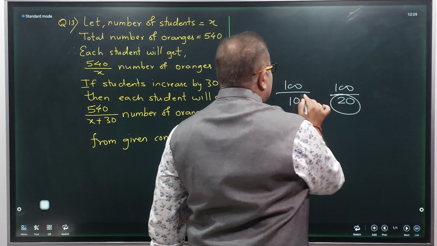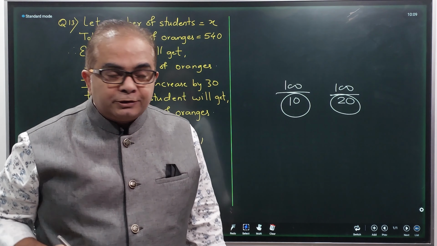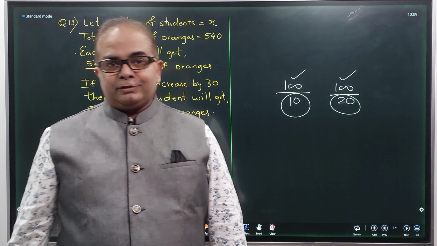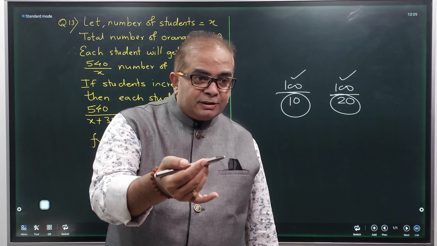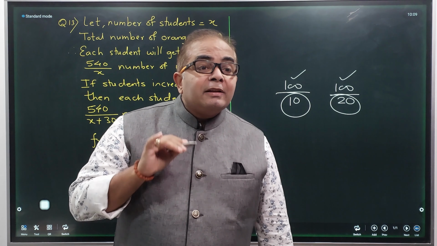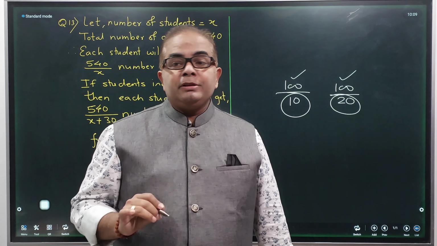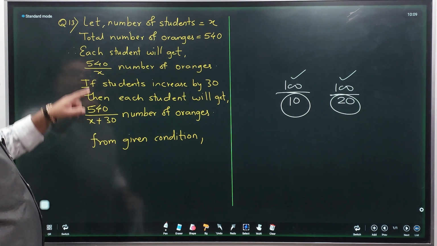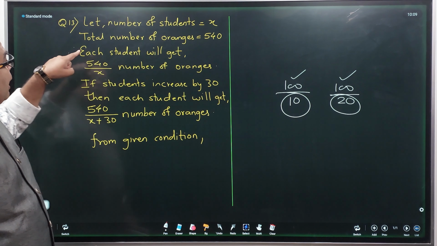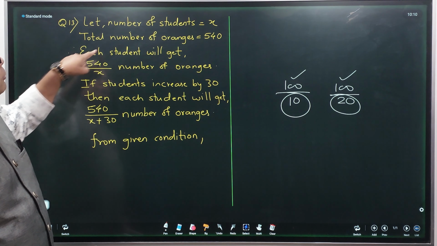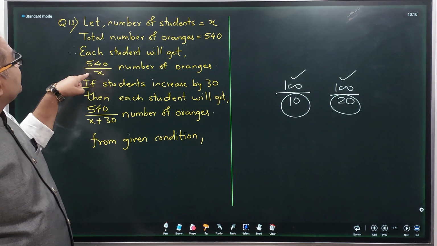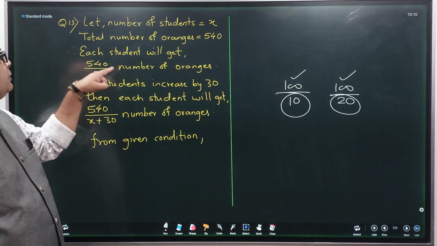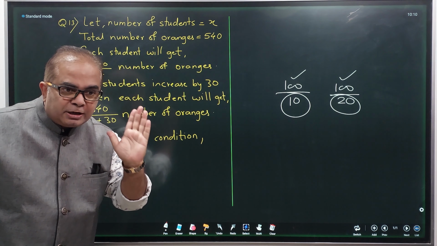20 is what? Number of students. Here 10 is number of students. और 100 क्या है? This is total number of oranges, right? So total number of oranges divided by number of students will give me how many oranges each one student will get. Okay, so here I write each student will get 540 upon x, because 540 is number of oranges, and x is the number of students. So each student will get 540 upon x oranges. Concept समझ में आ रही है?